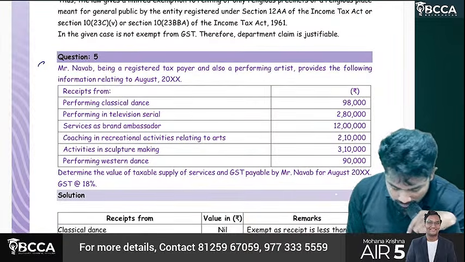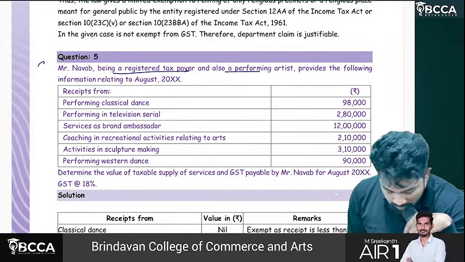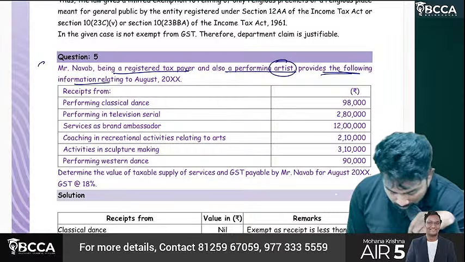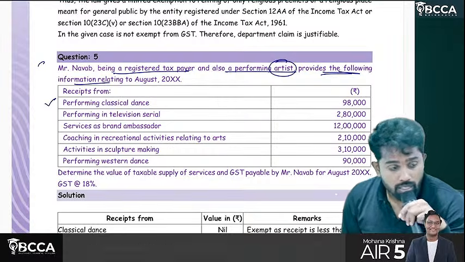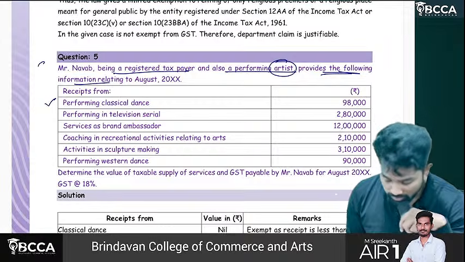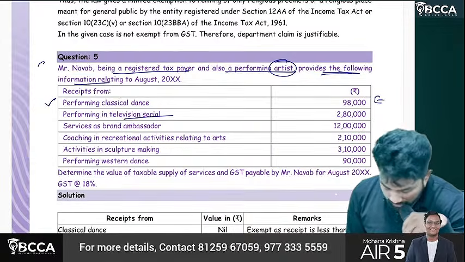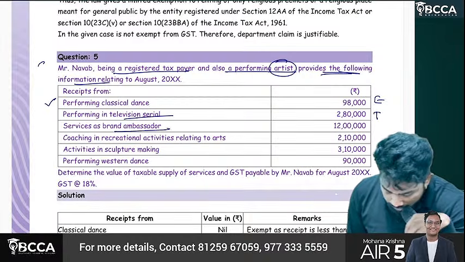Mr. Nawab, being an individual registered taxpayer and performing artist, provides the following information. He performs classical dance. Up to how much is exempted, sir? 1,50,000. So this is exempted. Acts in a television serial, taxable. Acts as brand ambassador, taxable.